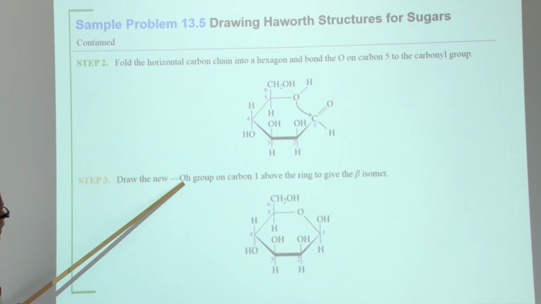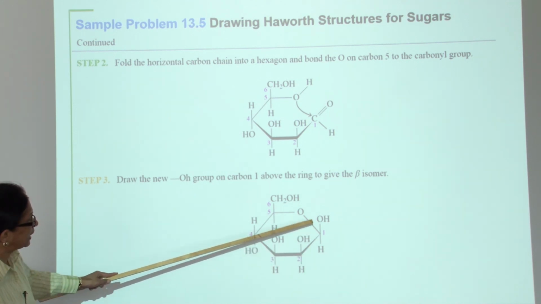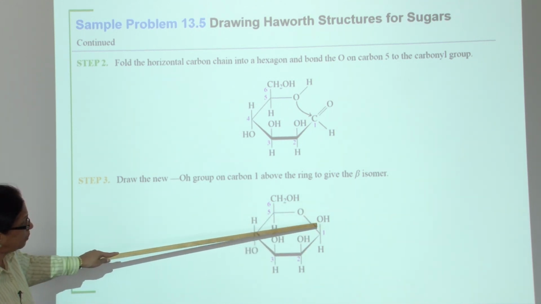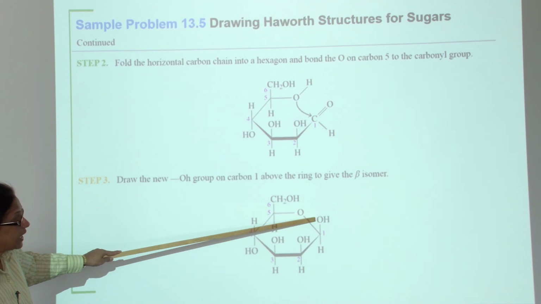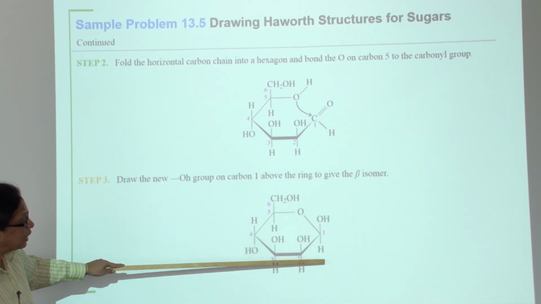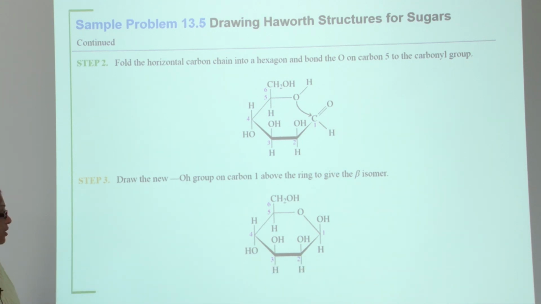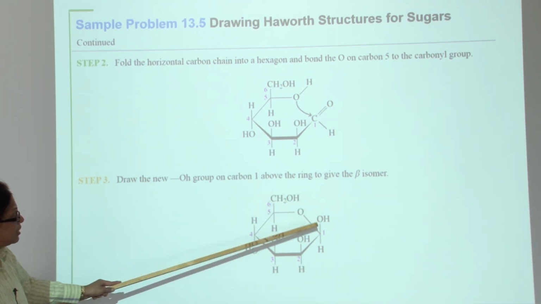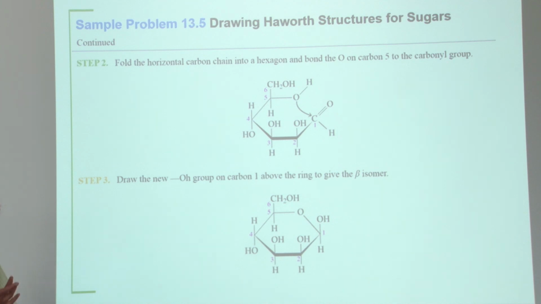So how do you set up the alpha or the beta isomer? Draw the new OH group above the plane, above the ring. If you place the OH above the ring, you are creating the beta isomer. If this OH is drawn below the ring, you have the alpha isomer. To set up the beta isomer, you have to make sure the OH is above the ring.